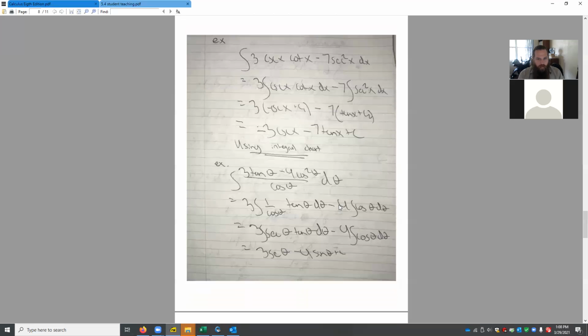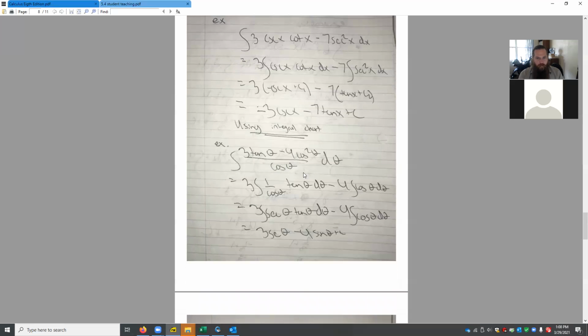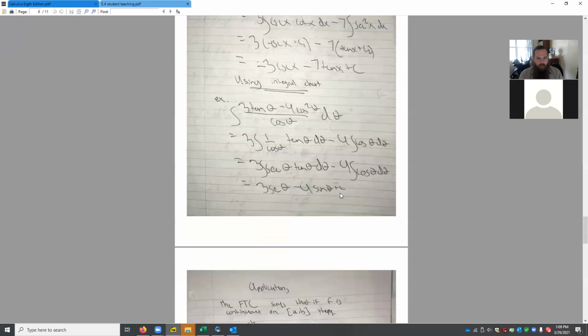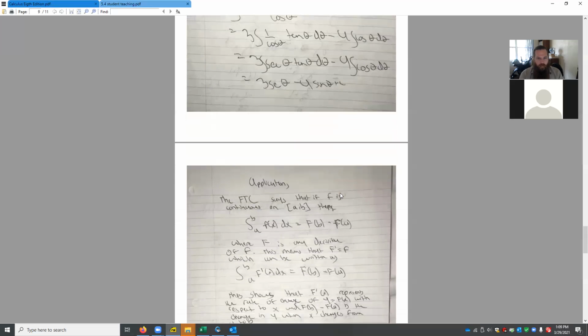Gotcha. And then here, we're going to do the same sort of thing. We're going to split this up. And okay, yeah, and those will cancel. And this will become secant theta, and that will become sine theta. That's good.